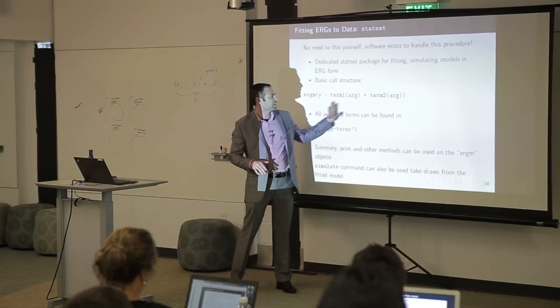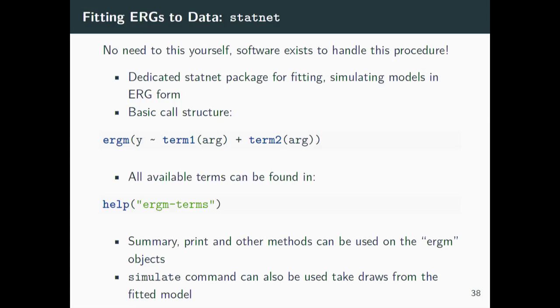Okay, so we have this basic structure, right? We saw this for the simple logistic case. It's going to follow the same basic thing. So we have our Y, this is our network, and then we have a bunch of terms. If you want to know what terms are readily available in the ERGM package, you can go into R and type help ERGM terms, and it will give you a laundry list of everything that they've put together. The key basically is this change statistic idea. If you can compute the change statistic, you can fit this ERGM framework.